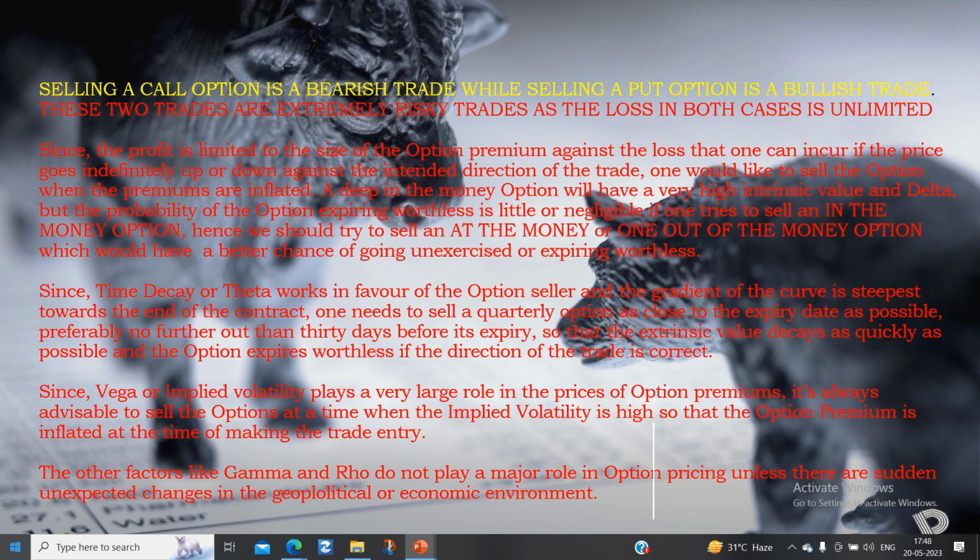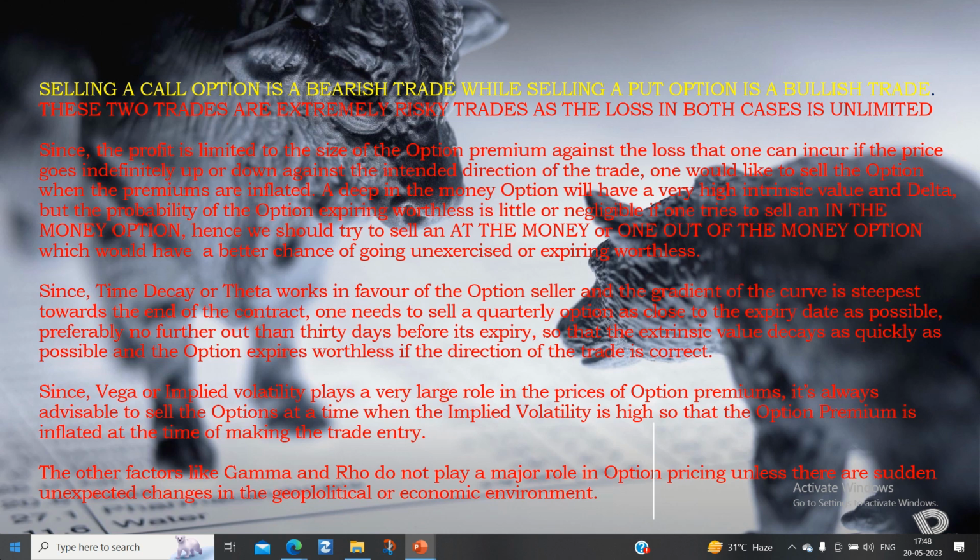A deep in the money option will have a very high intrinsic value and delta, but the probability of the option expiring worthless or the trade being profitable is little or negligible if one tries to sell an in the money option. Hence, we should try to sell an at the money option or one or two out of the money options which would have a better chance of going unexercised or expiring worthless.